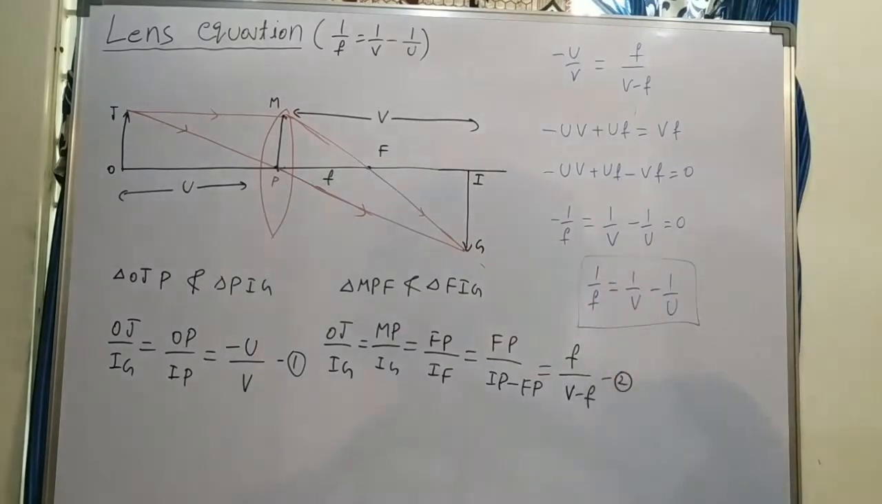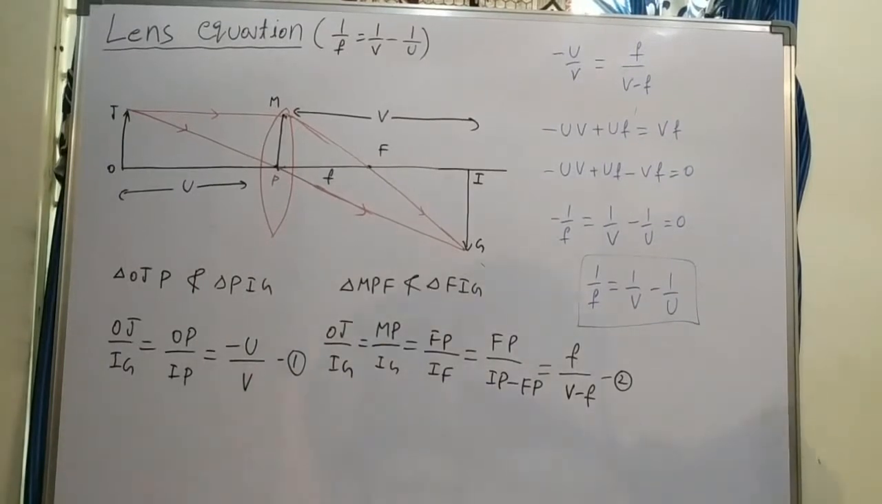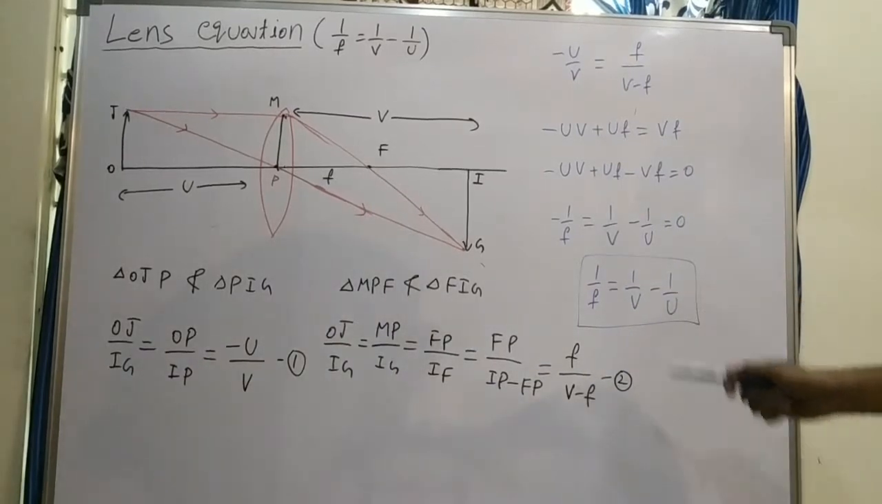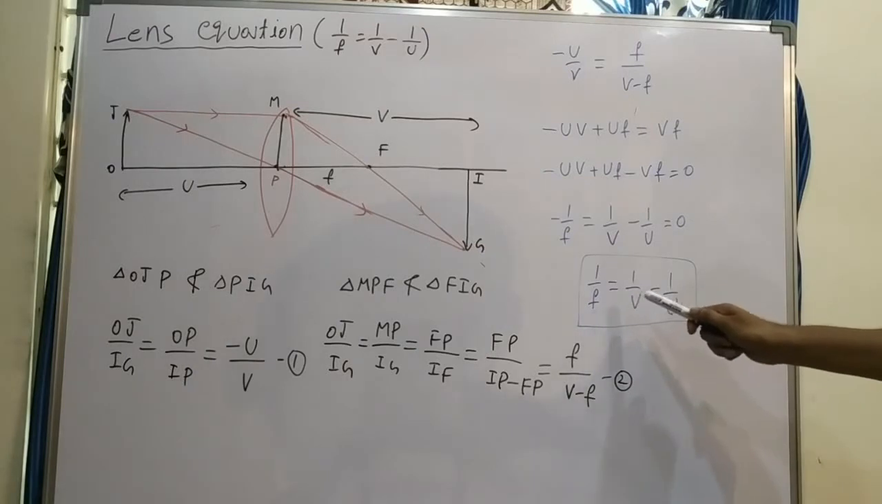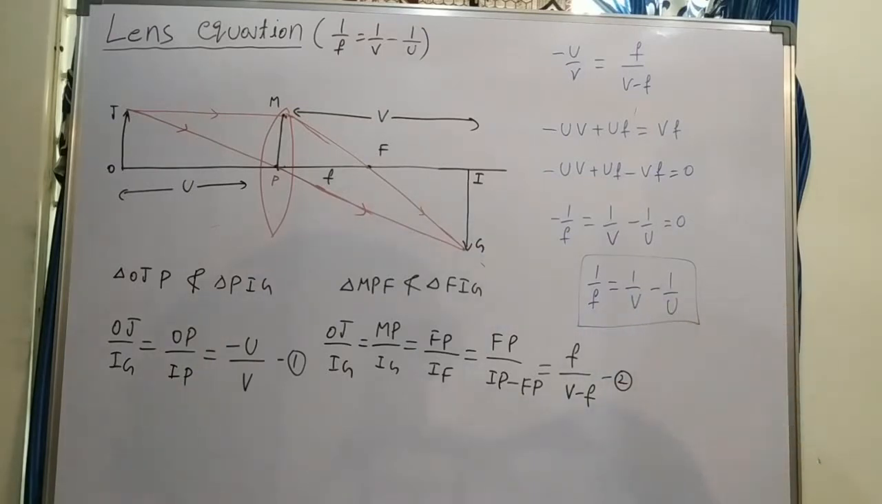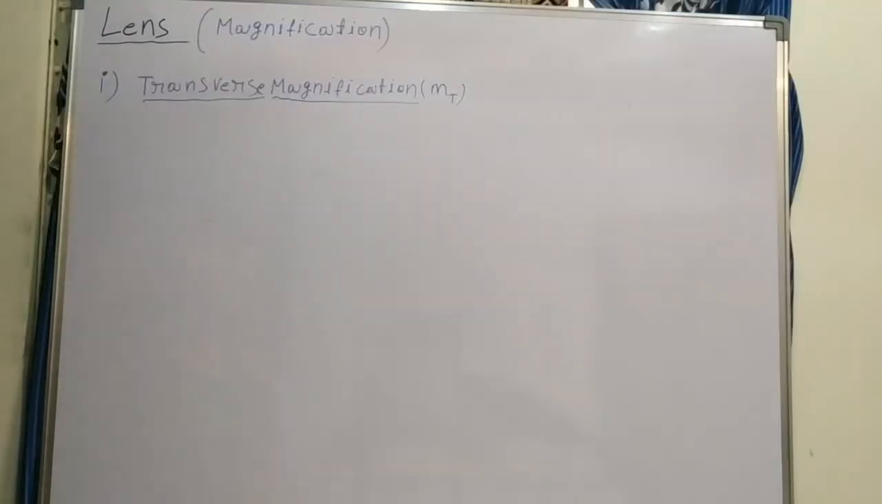This is what is called the lens equation or lens formula. So in mirror what you get, here you get plus, but for lens the only difference is 1 by F equal to 1 by V minus 1 by U. Now let's see magnification of the image. First we'll see about transverse magnification.